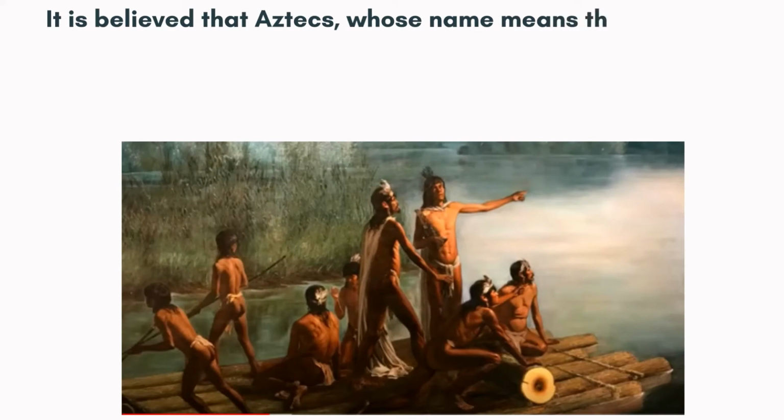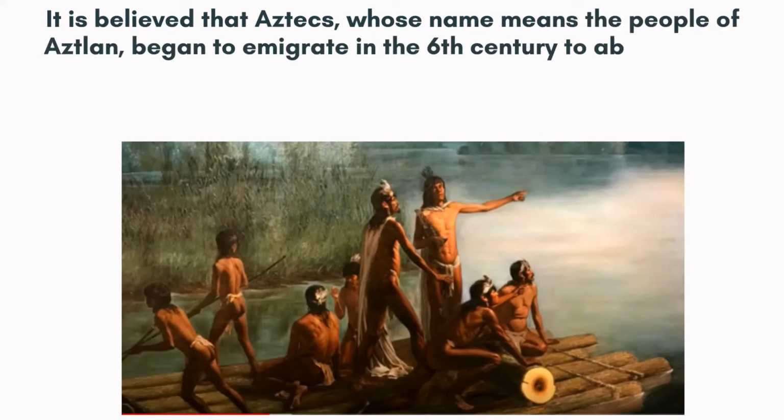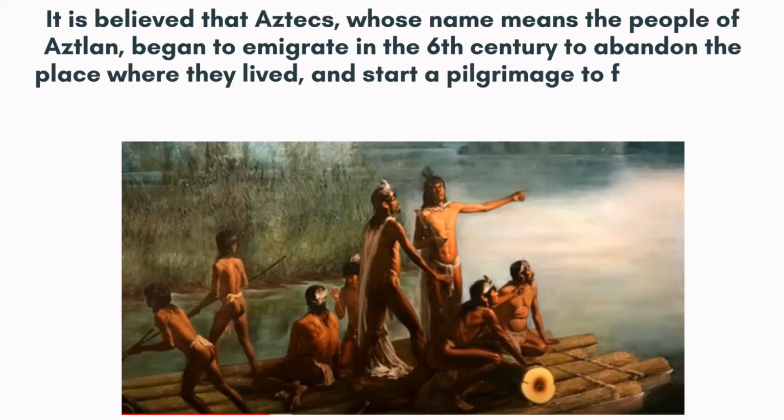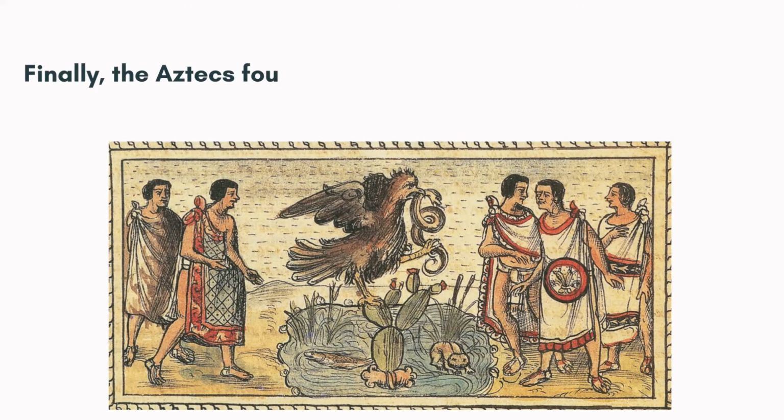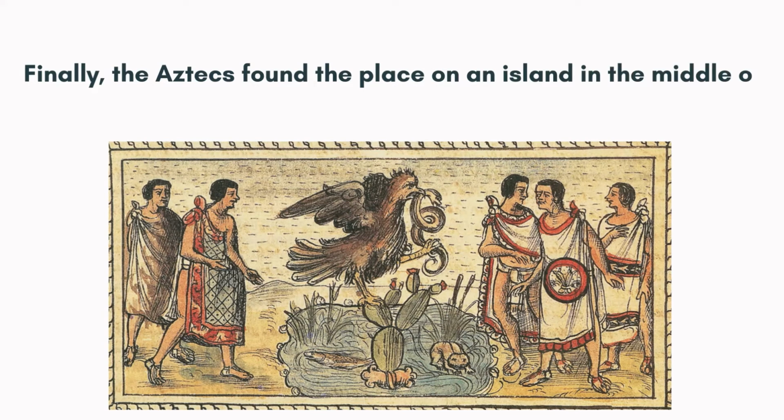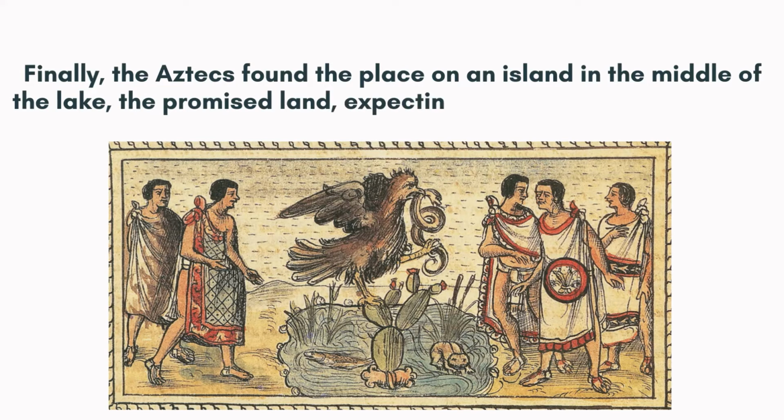It is believed that Aztecs, whose name means people of Aztlan, began to immigrate in the 6th century to abandon the place where they lived and start a pilgrimage to find a place where an eagle perched on a prickly pear cactus devouring a snake would be. Finally, the Aztecs found a place on an island in the middle of the lake, the Promised Land, expecting to build the most powerful empire in Mesoamerica.